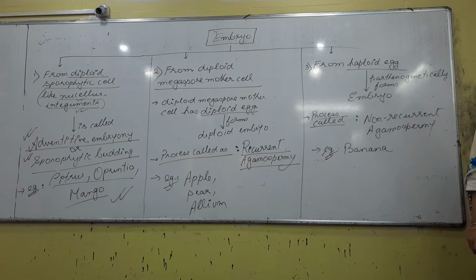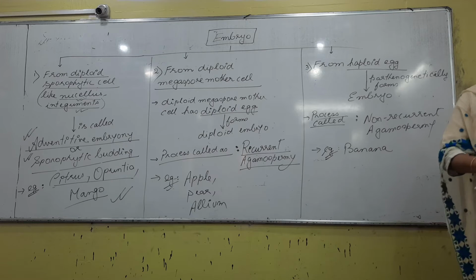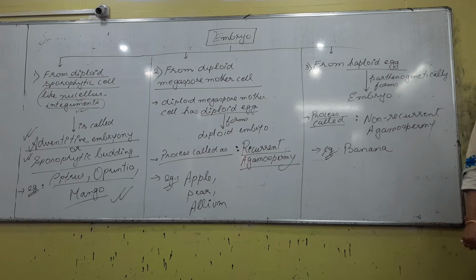Nucellus, integuments, I think you remember, right? The nucellus is that cell which will form the ovule, no? So what is the ploidy of the nucellus? Twice n. What is the ploidy of the ovule? N. No?